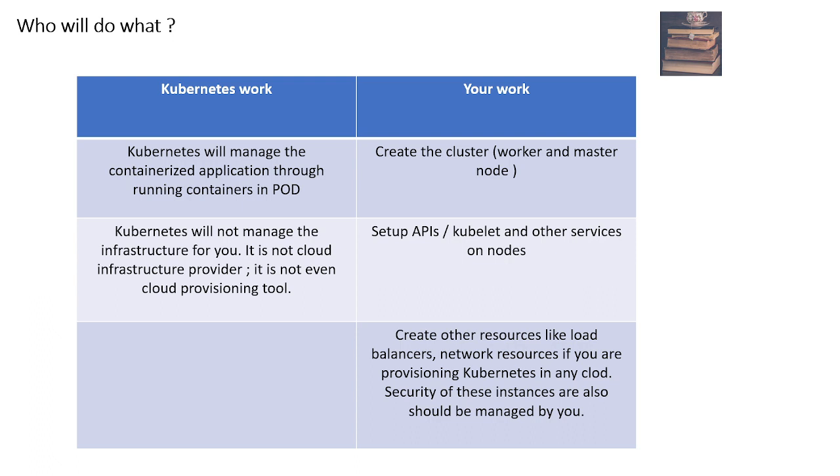So in this case, what exactly do we need to do? We need to set up the APIs, kubelet, and other services onto the node. As I mentioned earlier, the client components and the master components, we need to manage properly. That's it. And another point: once the cluster is up and running, we need to create resources like load balancers and network resources. And then we need to apply the security policies as well, so that our cluster is secured, and the entire workload is properly secured. So that's how it works.